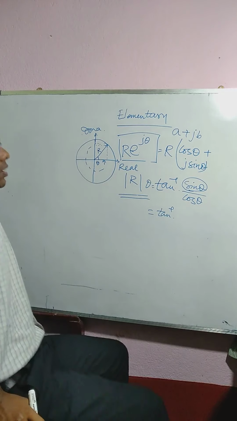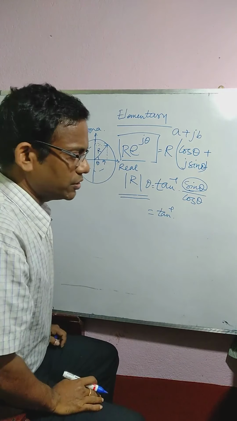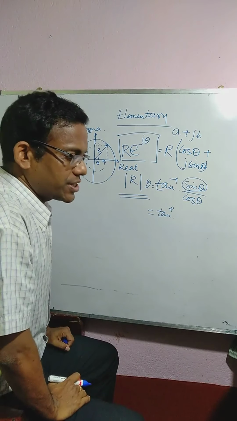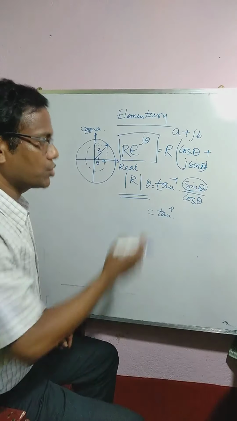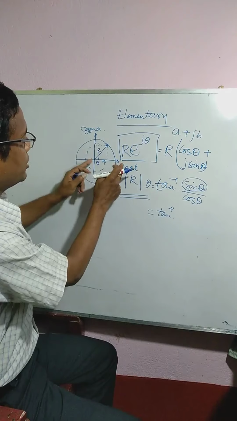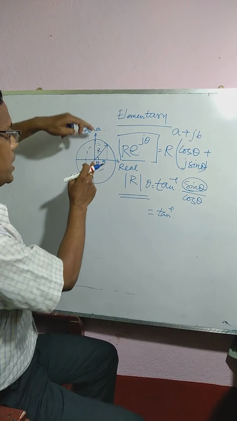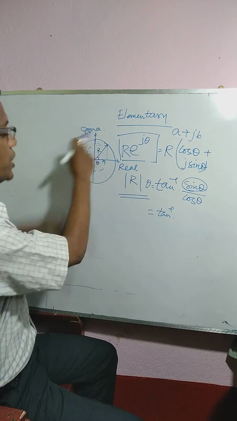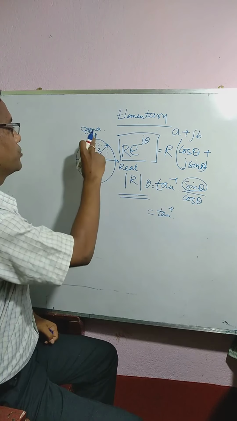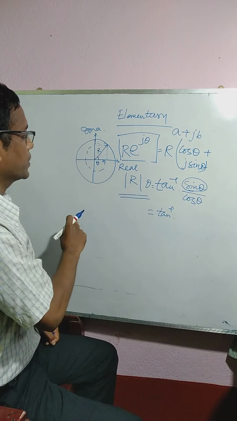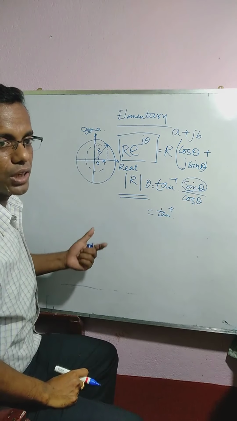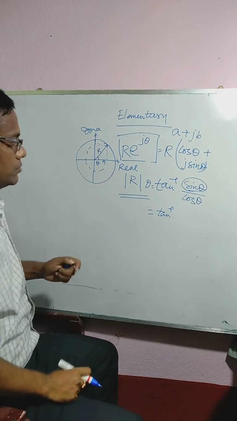Now r e to the power minus j theta can also be considered in this way. So what we have seen, the complex exponential has both the sine and cosine parts, and this is the cosine part and this is the sine part, and it has a radius of r and it rotates with an angle that is calculated from its projection on the y-axis divided by its projection on the x-axis.